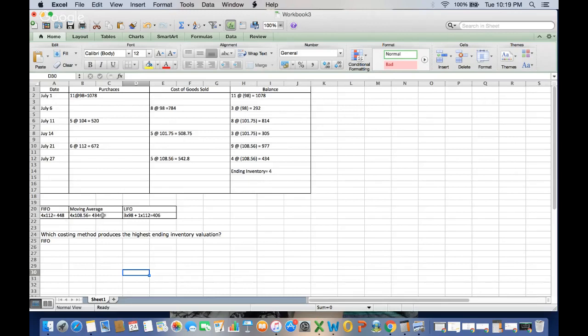Moving average is pretty simple because that was the average purchase cost on that date. We can just use that and times that by 4, and that gives us the 434 answer. Now for LIFO, that's last in, first out, excuse me. So we'd take 3 of the 11 units at 98, and then 1 of the 112 units, and that will give us the answer of 406.